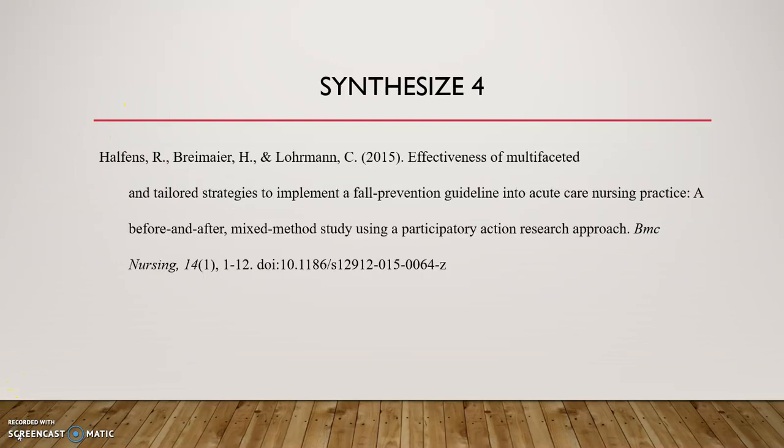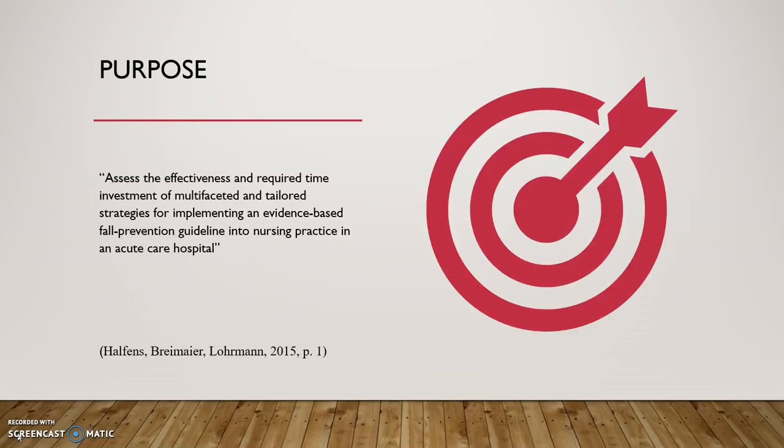This is the fourth article, which is the effectiveness of multifaceted and tailored strategies to implement a fall prevention guideline into acute care nursing practices. A before and after mixed method study using a participatory action research approach. The purpose is to assess the effectiveness and required time invested of multifaceted and tailored strategies for implementing an evidence-based fall prevention guideline into nursing practice in an acute care hospital.